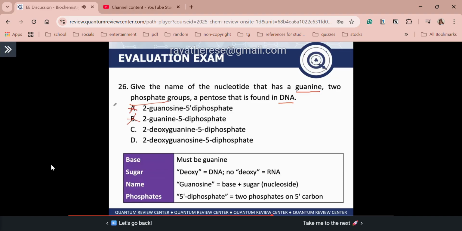And here class is our systematic way of answering your item 26. So again, for the base, it should contain guanine. So all of them has that guanine or guanosine nomenclature. Sa sugar, dapat deoxy because that's your in DNA. That's found in DNA. For our name, dapat guanosine. Okay, it will be transformed to guanosine because that's your base plus sugar.